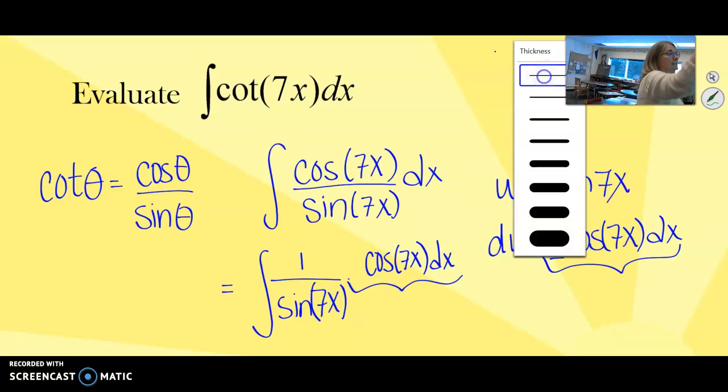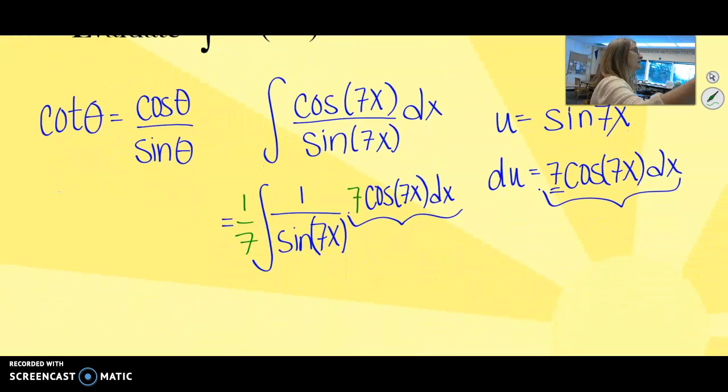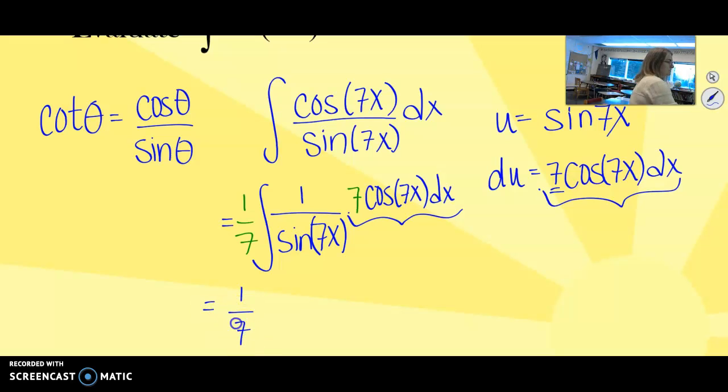So I'm going to throw a 7 in right here, but I can't just multiply by 7 without dividing by 7, otherwise I'm changing the value. So I'm going to also put a 1/7 on the outside. And remember that we can only multiply something and then divide by that same thing if it's a constant. We can't do it if it involves a variable. So now, putting in our u substitution values, we have this 1/7, and then 1 over u, and then all of this is du.